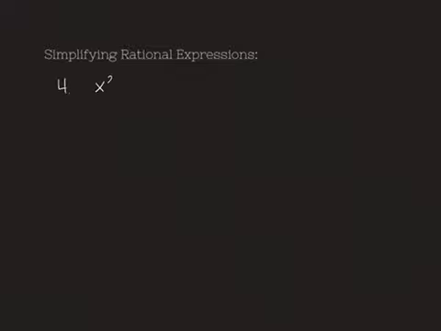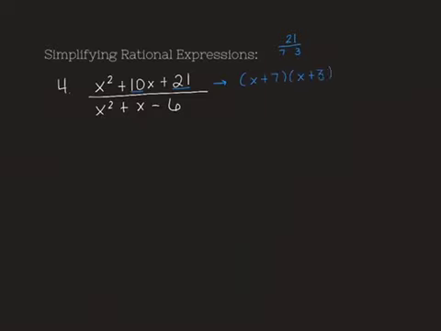This time we're going to have x squared plus 10x plus 21 over x squared plus x minus 6. So these are both trinomials with a leading coefficient of 1. So I'm going to factor each of them. I'm looking for factors of 21 that add to equal 10. So that would be 7 and 3. So this numerator will factor into x plus 7 times x plus 3.